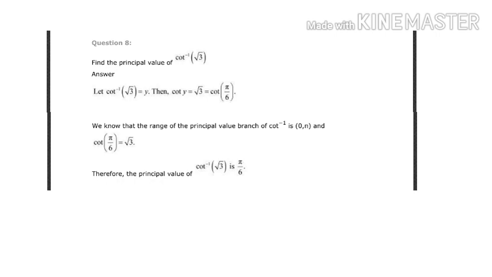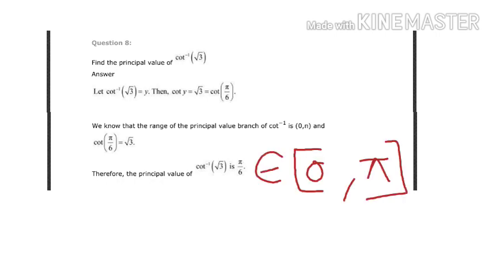Question number 8 says, find the principal value of cot inverse root 3. Let cot inverse root 3 be y and cot y will be equal to root 3, and cot pi by 6 is equal to root 3. We know the range of principal value branch of cot inverse is 0 to pi, and cot pi by 6 equals root 3. Therefore the principal value of cot inverse root 3 is pi by 6, as pi by 6 lies in the range.